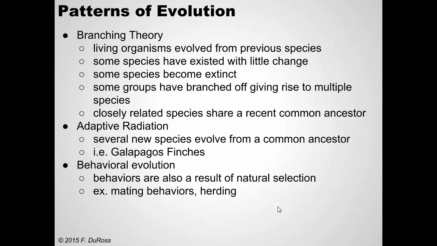Some species have been present and unchanged for tens of millions of years. Okay? And they exist in basically the same form today that they did 150 million years ago. Other species have become extinct and no longer survive. Some groups have branched off, where you had one group that gave rise to multiple branches, multiple types of species. And we know if we trace back species, we will find that they share common ancestors, sometimes in the recent past, sometimes in the far distant past, depending on the species.